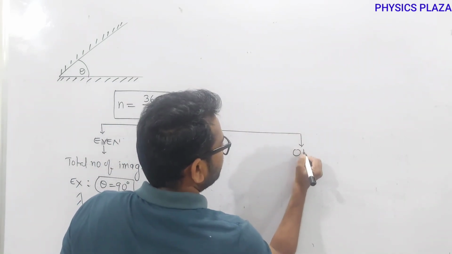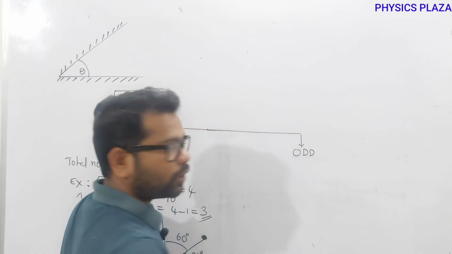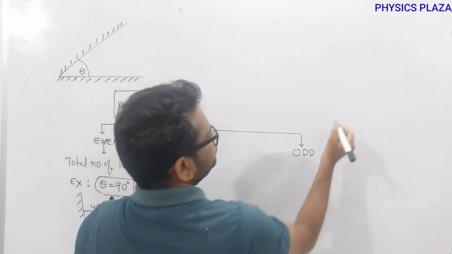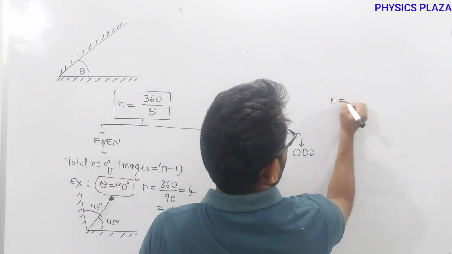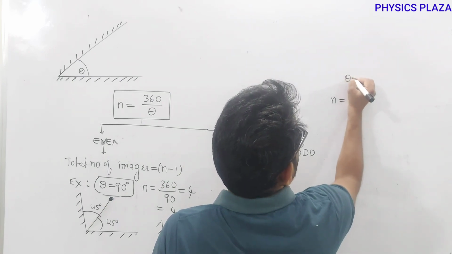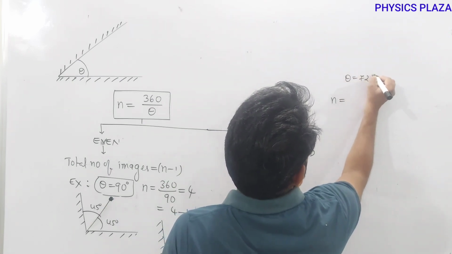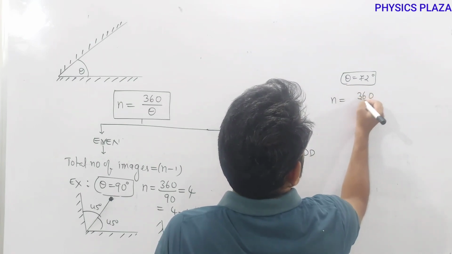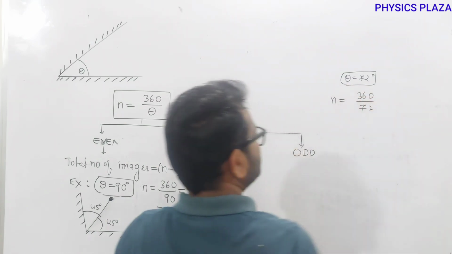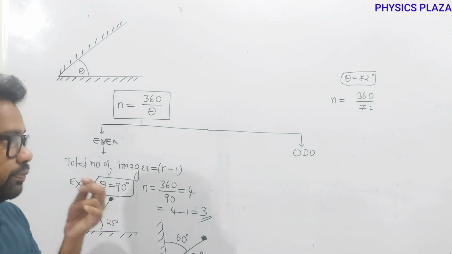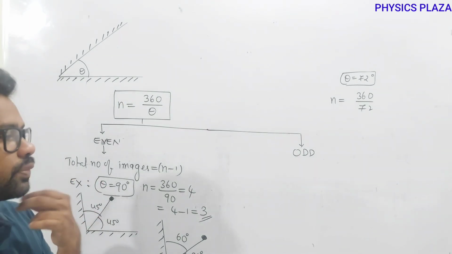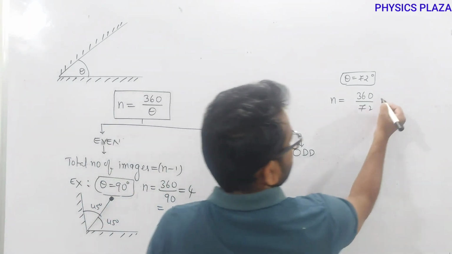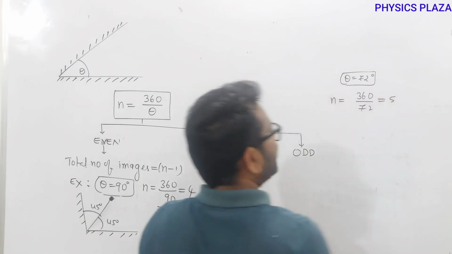And what about if n is an odd number? What about if n is an odd number? Let us take one example. For example, theta is equal to 72 degrees, children. If theta is equal to 72 degrees, then n is equal to 360 by 72. How much will you get? So n is equal to 5. It is an odd number.